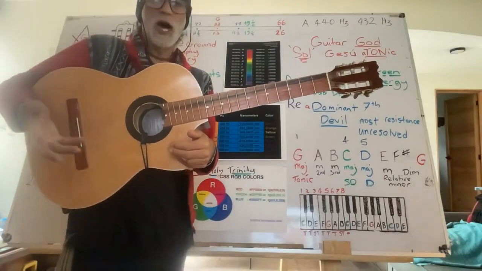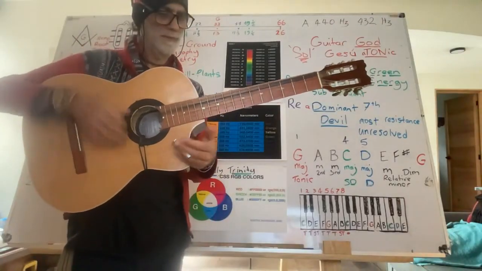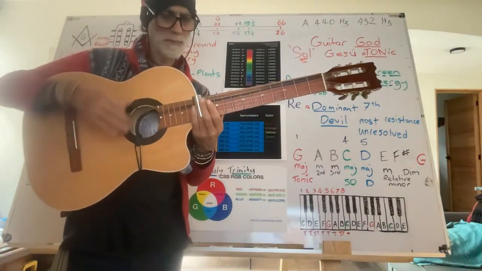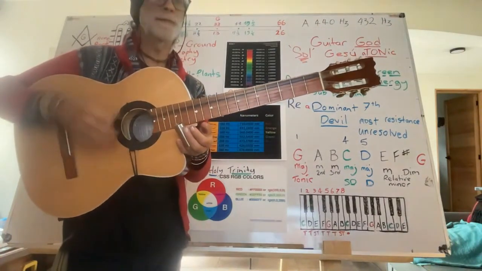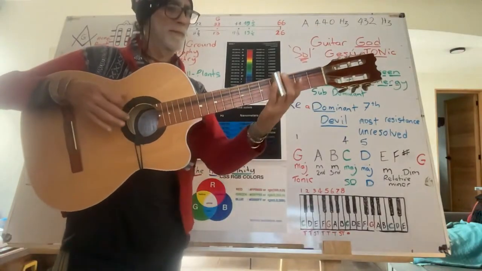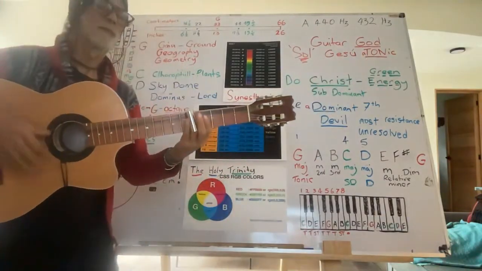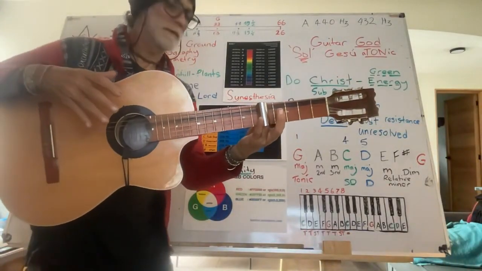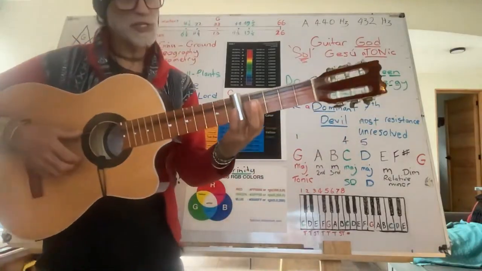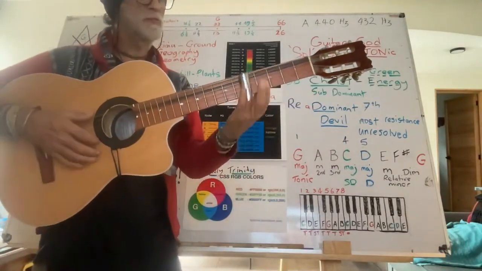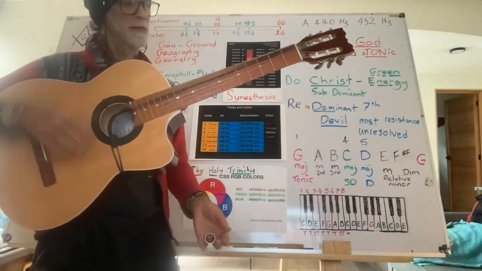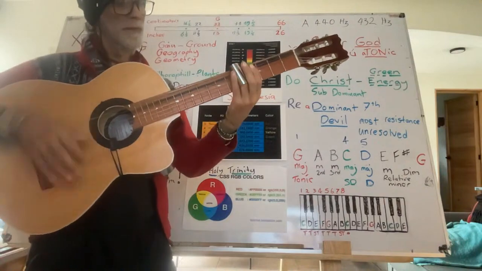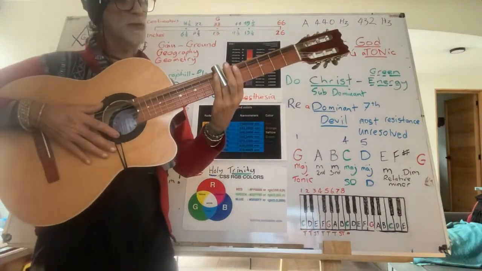This is the home base, G. You can sit on that all day. But when you go to the C, it also wants to go back to the G, but not as much as the D. The subdominant is much more friendly to the G, to the tonic. But when I go to the D, watch what happens.